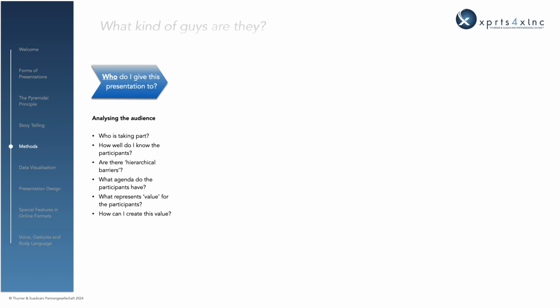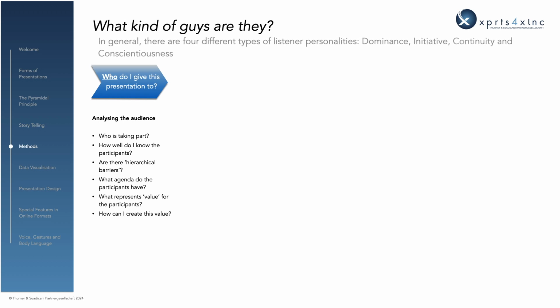Spend more time thinking about your audience. What kind of guys are they? In general, there are 4 different types of listener personalities: dominance, initiative, continuity, and conscientiousness. These 4 types can be well represented in a 4-quadrant system.